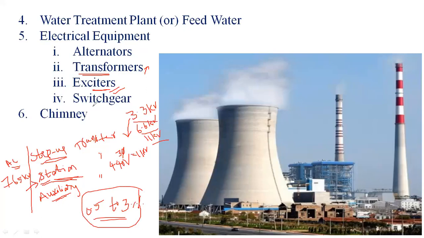The next one is the switchgear equipment or switchgear instrument. This equipment locates the fault on the system. We can identify the fault on the system and isolate the faulty part from the healthy section.